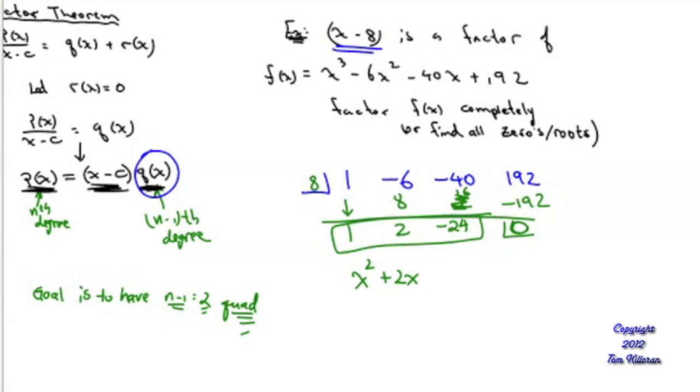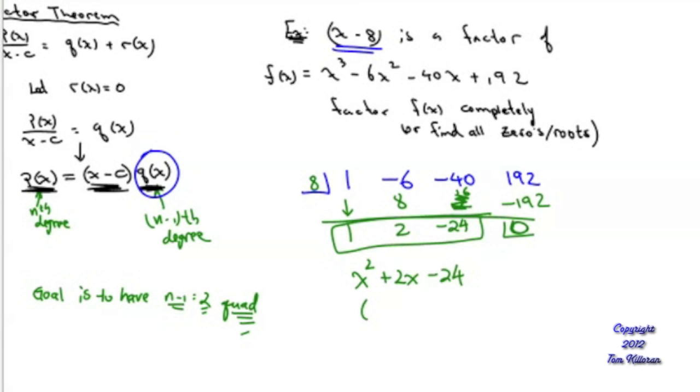Plus 2x. It's positive. Minus 24. You're exactly right. Minus 24. Now, I have two choices. If it factors, great. If it doesn't, quadratic formula, completing the square, something like that. Are there factors of 24 that subtract up to 2? 6 and 4, so it does factor.